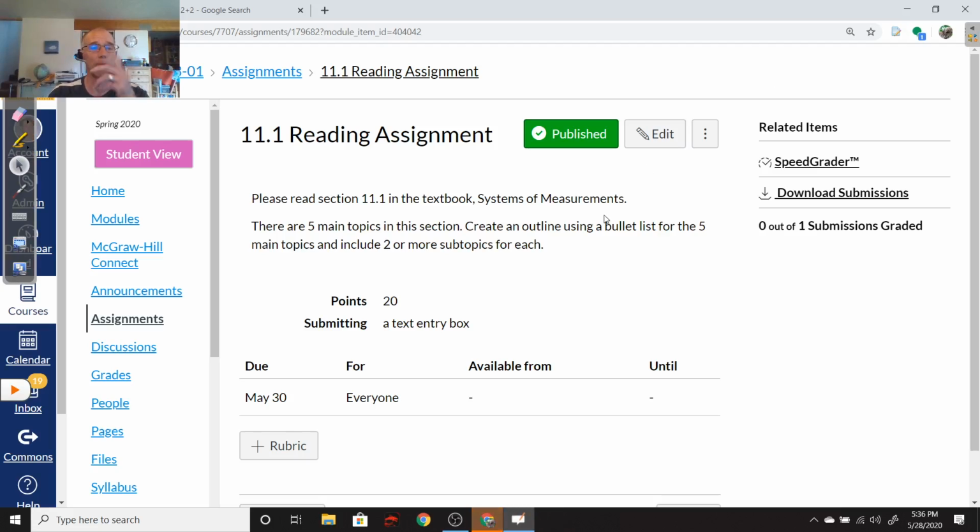Oh, here's the reading assignment, by the way. Read the book and then submit to me an outline that has the 5 main topics and a couple of bullet points for each of those topics about what was in there. So give me a couple of examples.